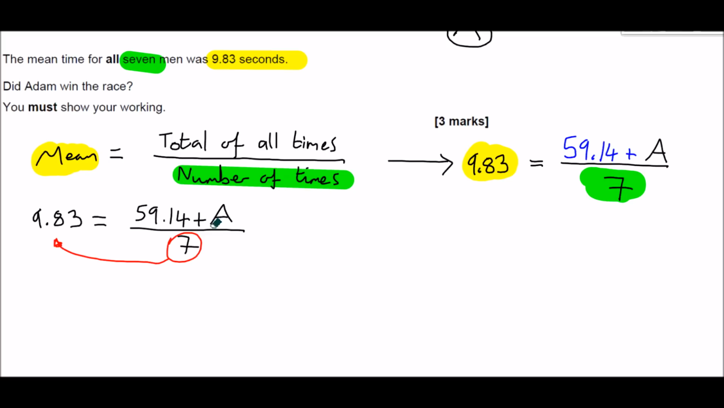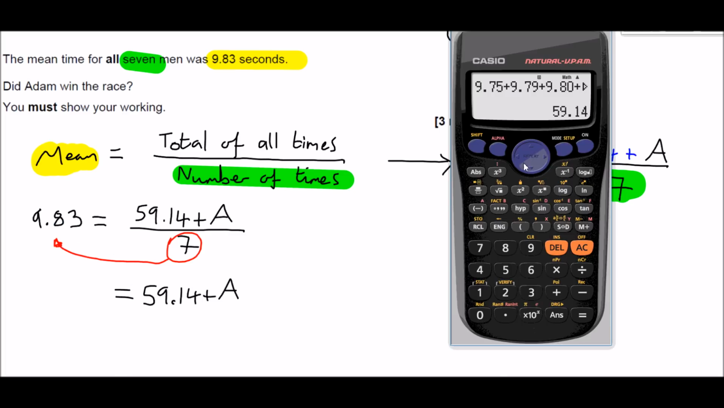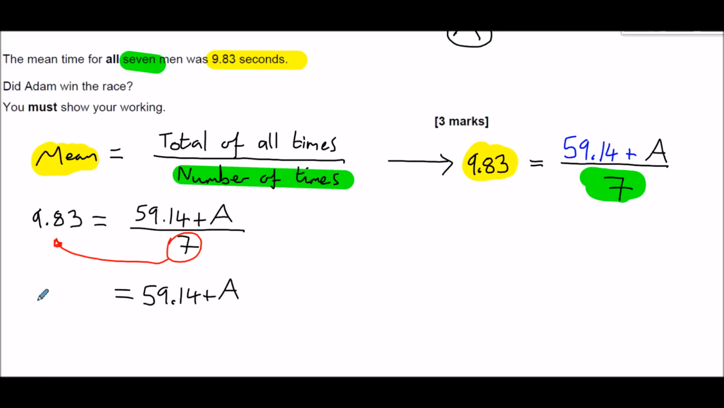If we swap the side, we'd swap the sign. And so that means the top would equal 9.83 times 7. So let's try that now. 9.83 times 7, which is 68.81.